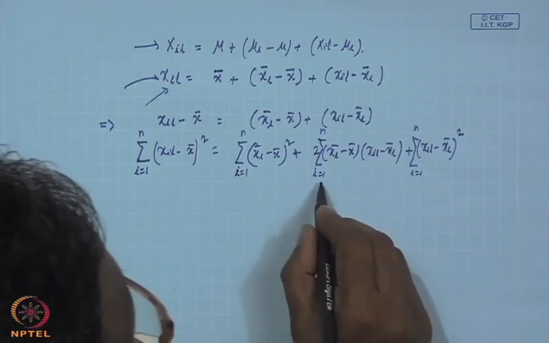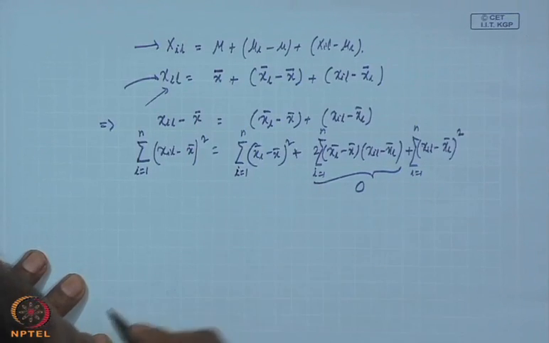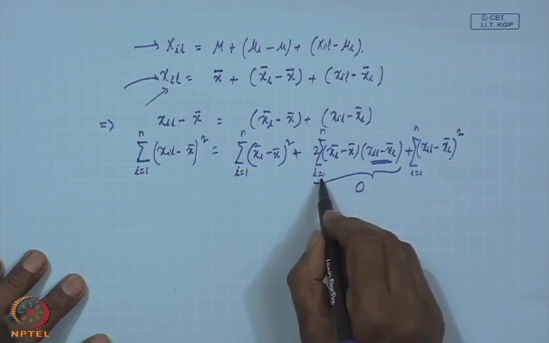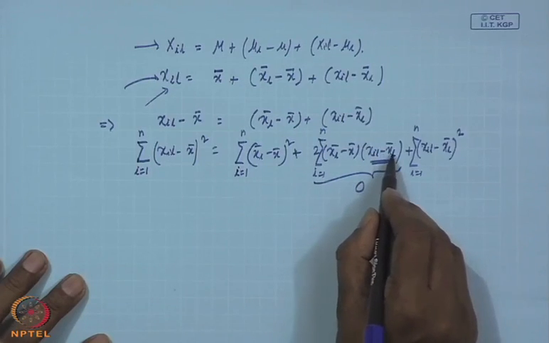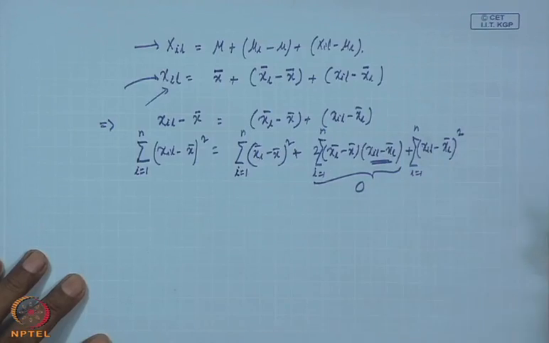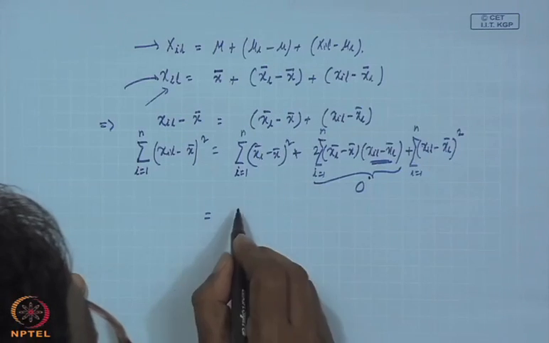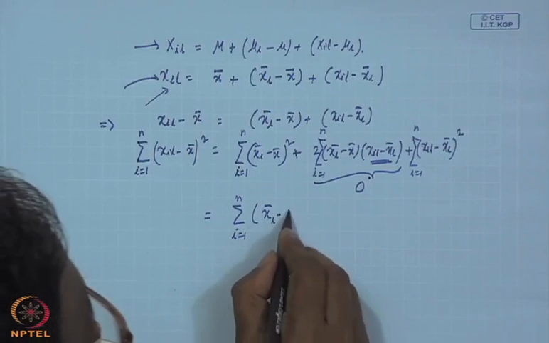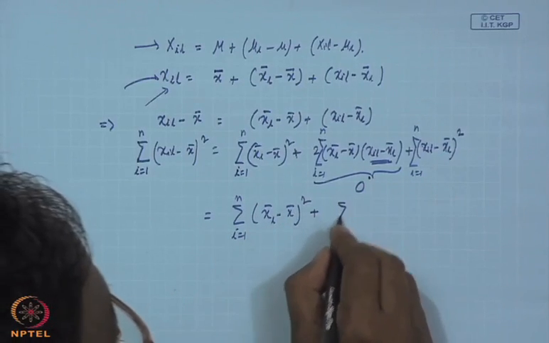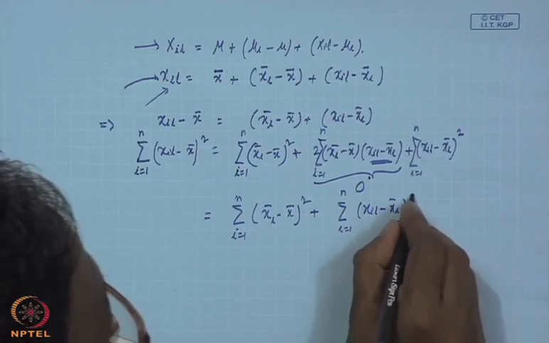Now, what will happen to this middle one? The middle one will become 0, because of this quantity. So, when you write down the sum total, i equal to 1 to n, x_iL minus x_L bar, this will be n x_L bar minus x_L bar for n times, that will also be n x_L bar. So, this value will become 0. So, your resultant quantity will be the sum over i equal to 1 to n of (x_L bar minus x bar) squared plus the sum over i equal to 1 to n of (x_iL minus x_L bar) squared.